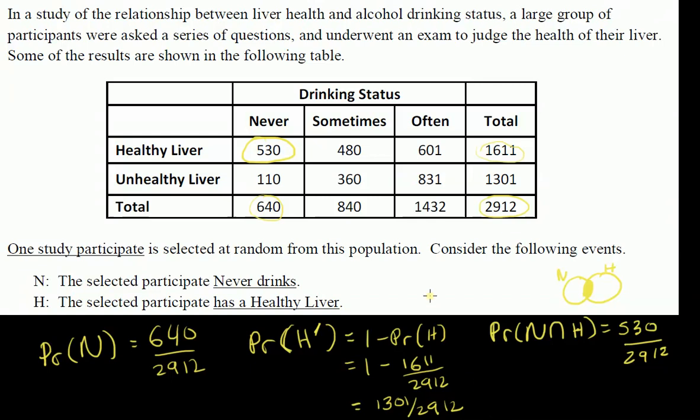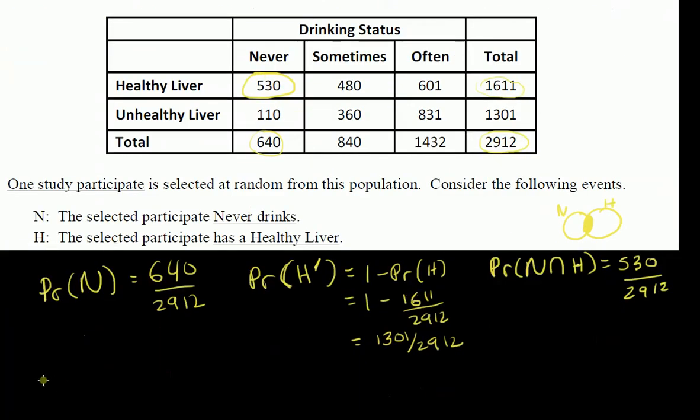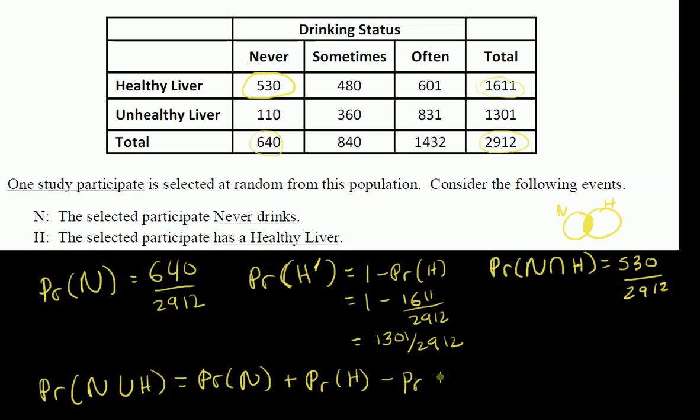All right. So now if we did and, next let's think about or. So the probability of N union H, the probability of never drinks or healthy liver. If you were to do this, you could use the addition formula: the probability of never drinks plus the probability of healthy liver, and then subtract out the probability of never drinks and healthy liver.